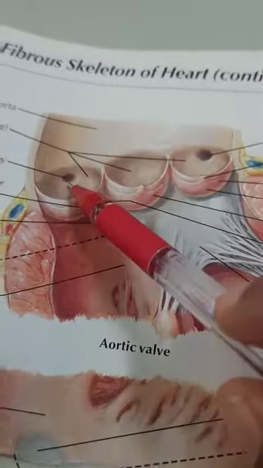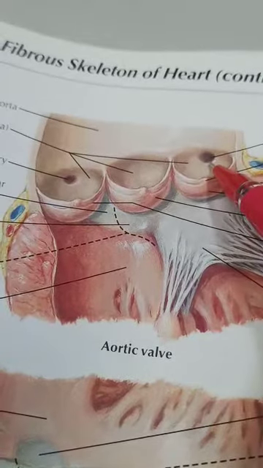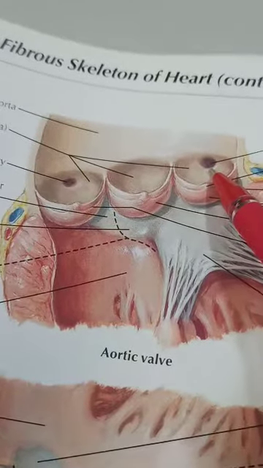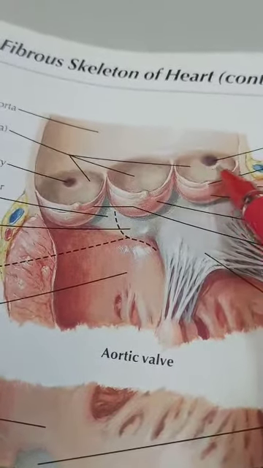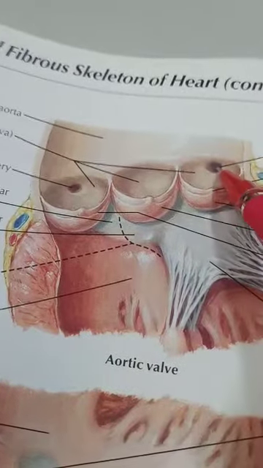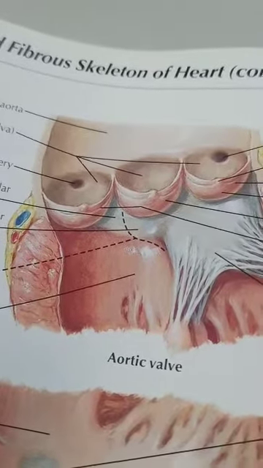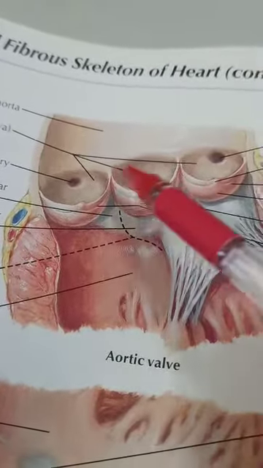We can also see the openings of the coronary arteries, which are the origin of the coronary arteries. Here we can see the opening, the starting point of the right coronary artery. Here is the left coronary artery opening. So that is the aorta and its aortic sinuses.